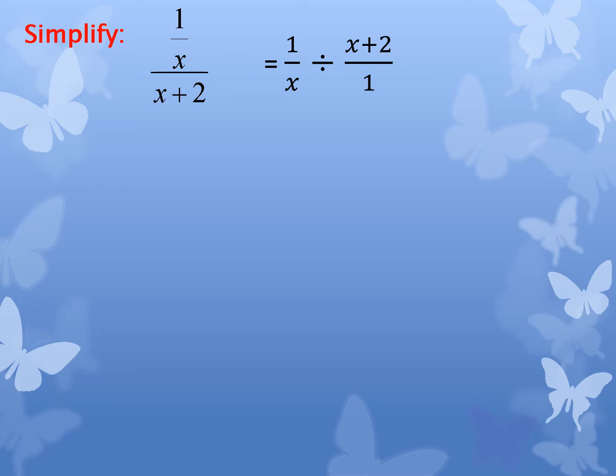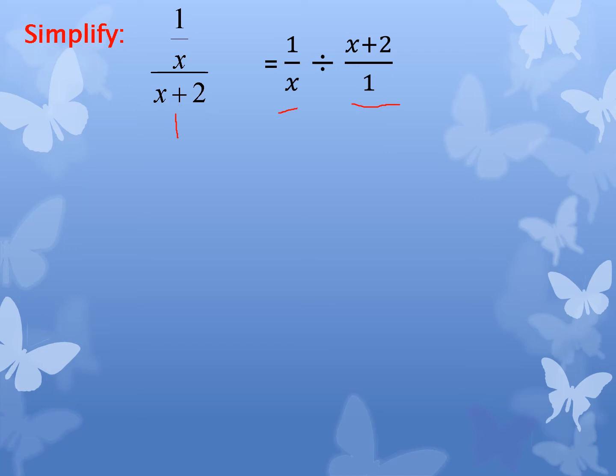Now, you're probably wondering, where did that 1 come from? Well, remember, if you want a denominator, your denominator is always over 1. So you have that imaginary denominator of 1 in the actual denominator, because again, dividing by 1 does not change anything. So we write it as 1 over x divided by x plus 2 over 1.